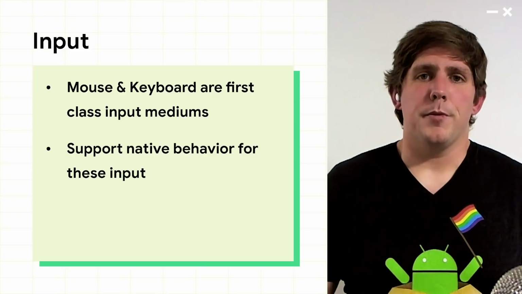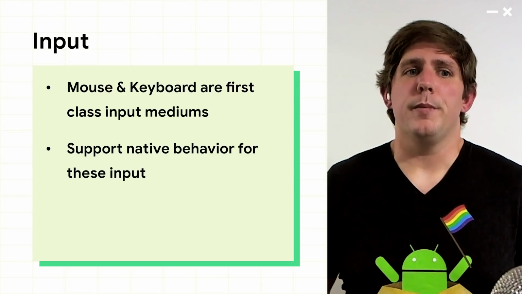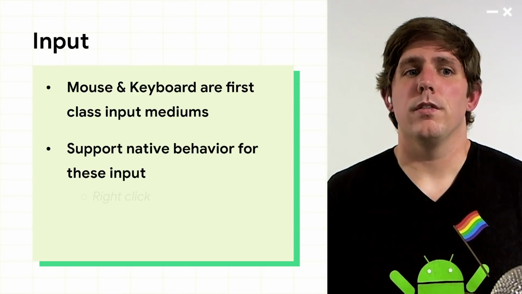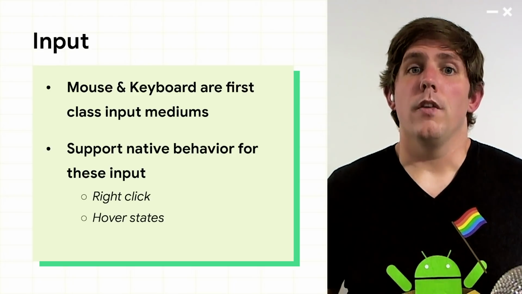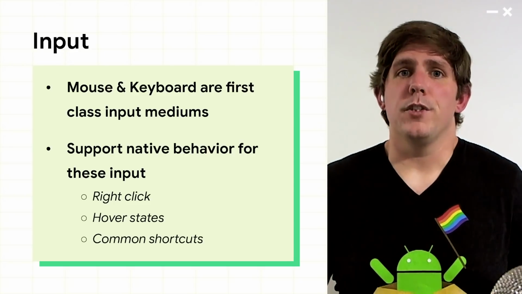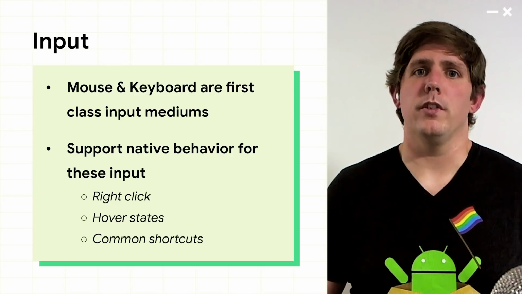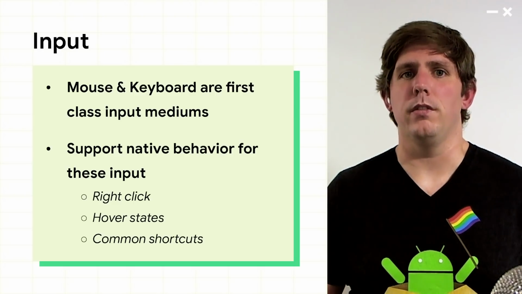When you want to talk about optimizing, though, for these input mediums, you should think about supporting the native behavior that people expect. Things such as right-click, hover states, as well as common shortcuts, especially if your app on other platforms support specific shortcuts that users expect to be able to use.